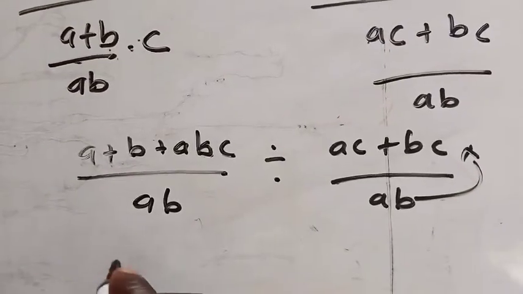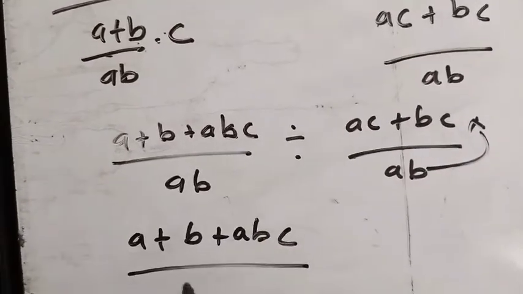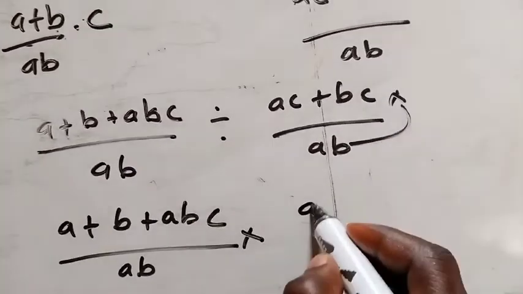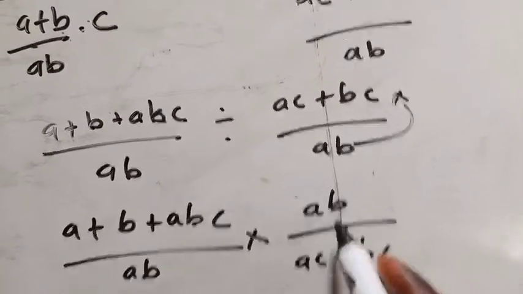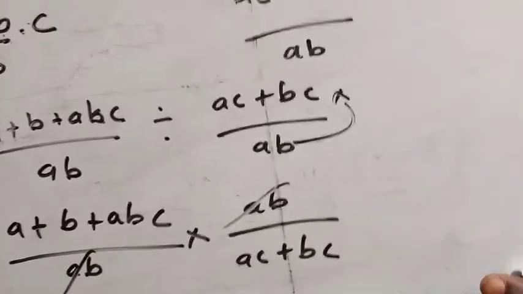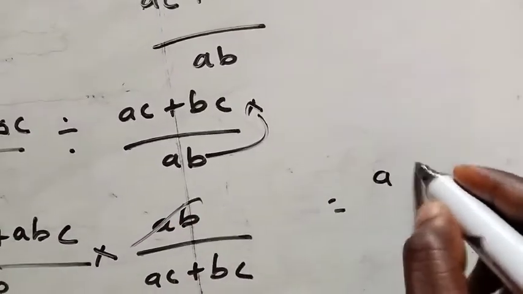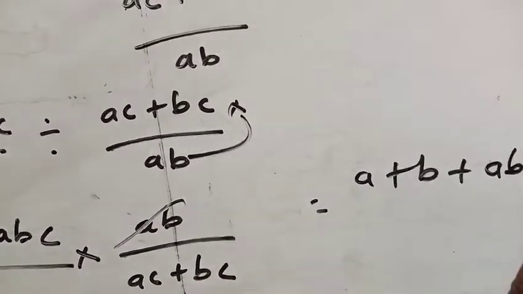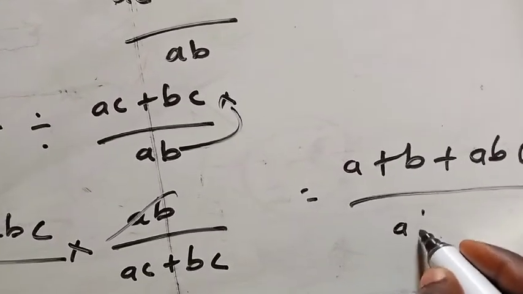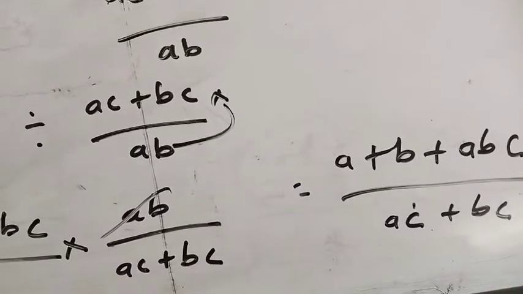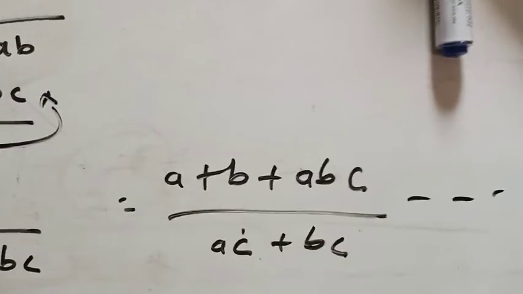So here we have a plus b plus abc, and then divided by ab, multiplied by ab divided by ac plus bc. You can see that this one will cancel out. Then you are going to have the top one, a plus b plus abc, all over ac plus bc. So this is what we are having. This will be our first step, our first solution here.